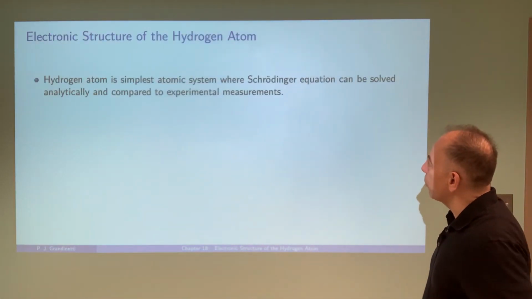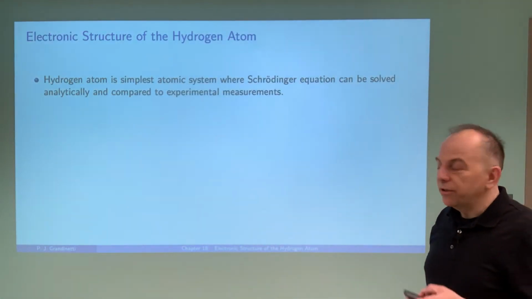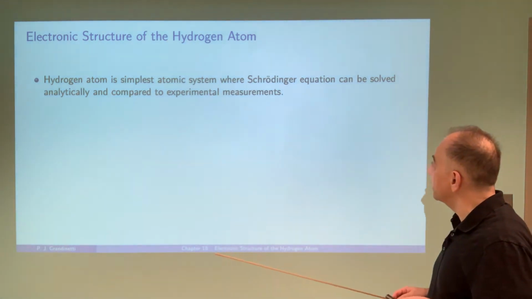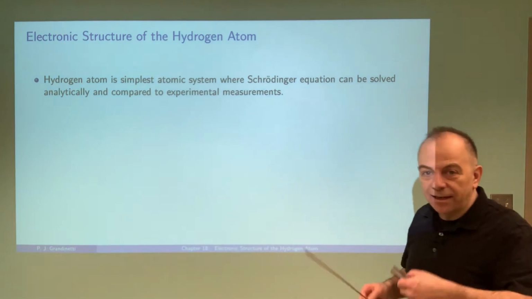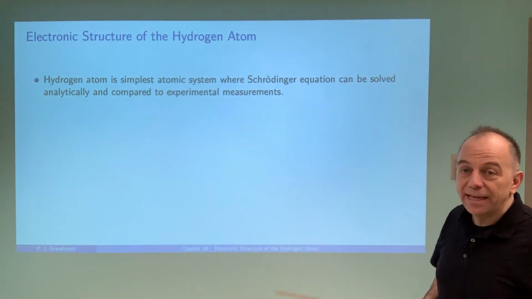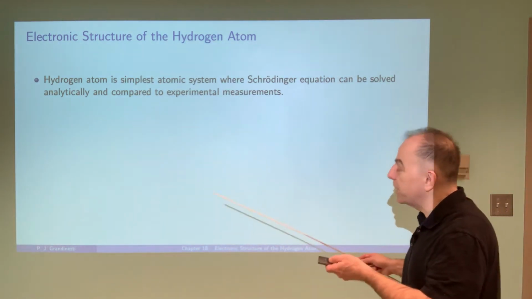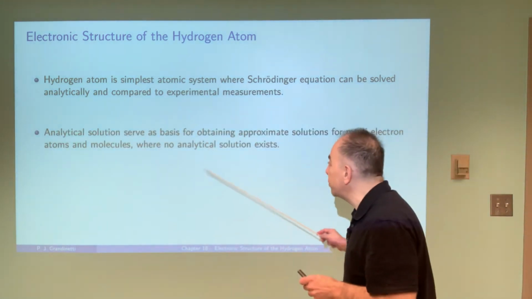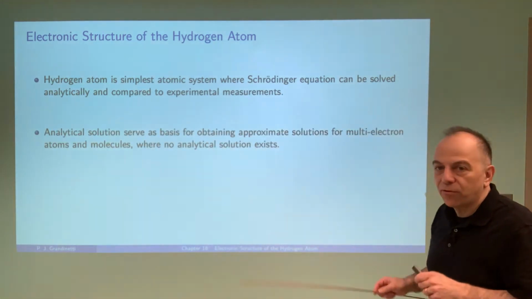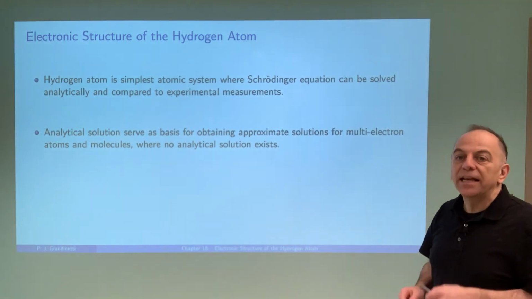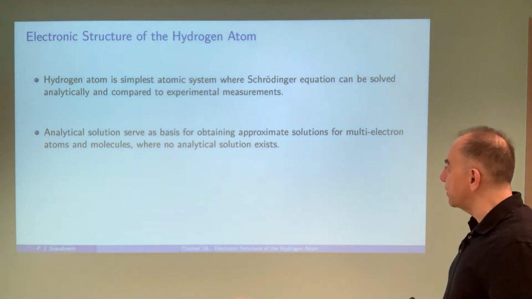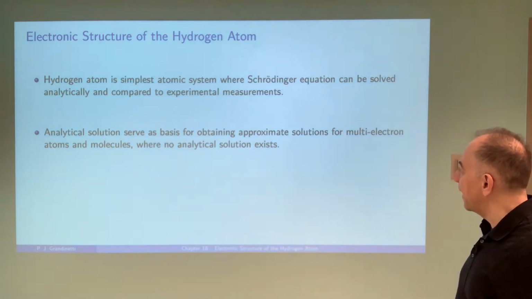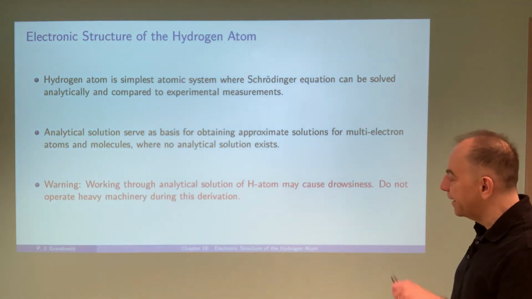Now, we're going to work through the solution for the hydrogen atom, for this electron bound to a positively charged nucleus. And we can do that analytically, although it's not going to be easy to do that. And we can see how it compares to the experimental measurements. Now, these analytical solutions will be the basis for looking at multi-electron atoms and even for looking at molecules, particularly in those situations where we're not going to be able to find any type of analytical solution.